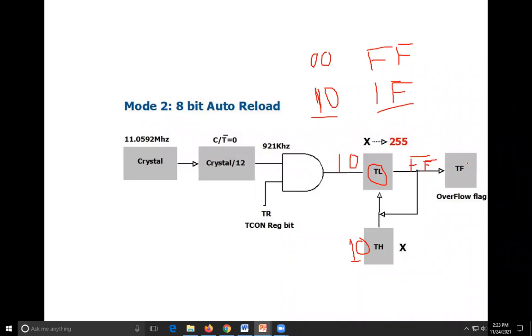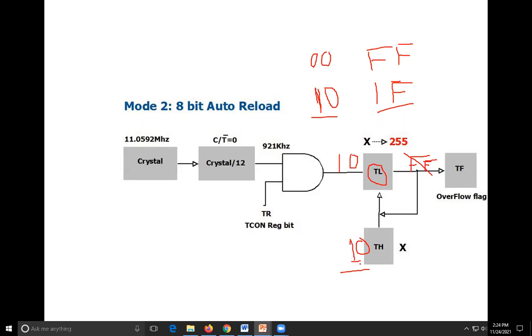When the TF flag is generated, the counting stops and the delay time ends. In the previous two modes, we have to reload THX and TLX again. But here there is no need to reload. THX contains the value 10, and it is transferred directly to TL, so FF is cancelled and it goes to 10 again. Counting starts again, the delay is generated again, and when it reaches FF, the overflow flag is generated again.